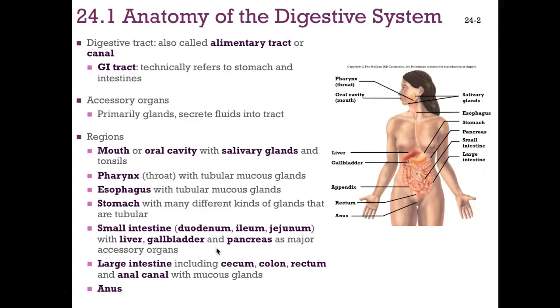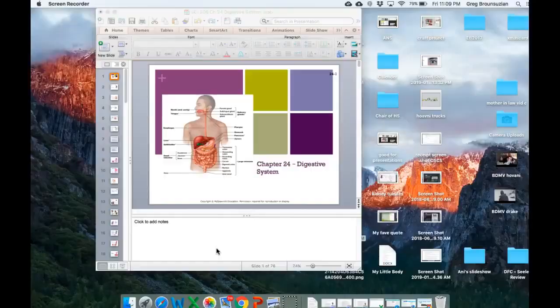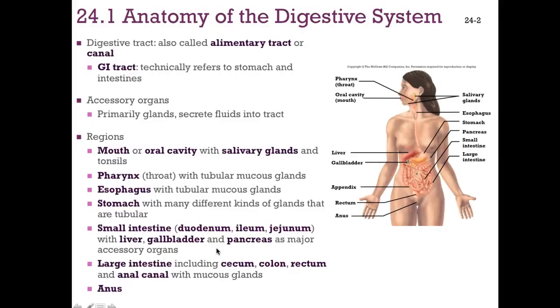So first we want to do an overview of the entire digestive system, which is also called your alimentary tract or canal, also known as your GI tract, which is short for gastrointestinal tract. We also have the category of accessory organs. So these are primarily glands. Our salivary glands would fall into this category, your gallbladder, your liver, as well as your pancreas. And what they're going to do is secrete fluids into the GI tract.